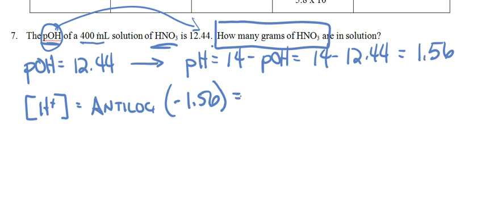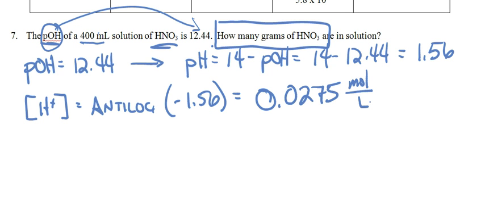So antilog of negative 1.56. So I have 0.0275. I'm going to leave that number in my calculator. So that's molarity, which is moles per liter. Make sure you know what concentration means. I got some weird looks when I said concentration earlier today as well.